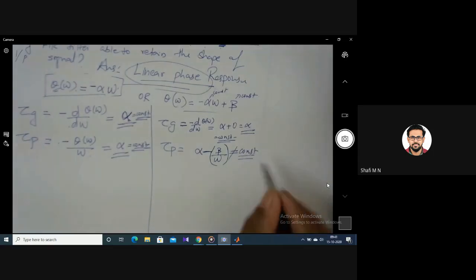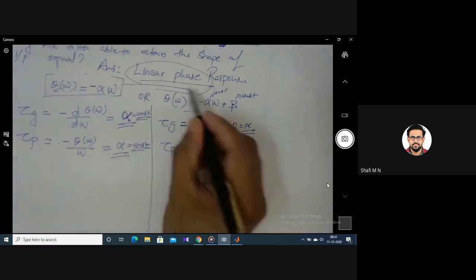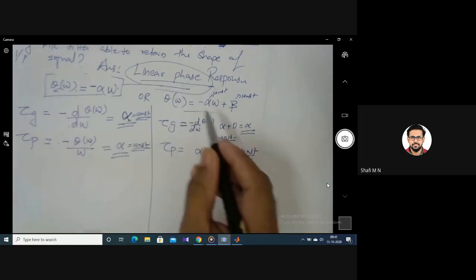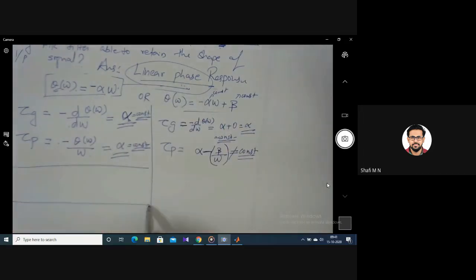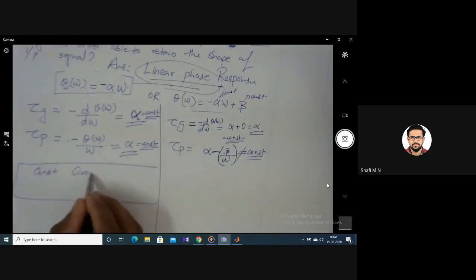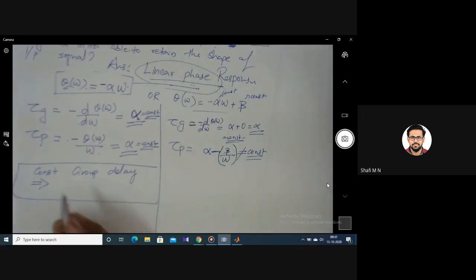That is your observation. So this is an important condition that can be used mathematically to verify linear phase. To get a linear phase response, the group delay must be constant. I repeat, the conclusion from this is that if you have constant group delay, which implies that your filter will have a linear phase response.